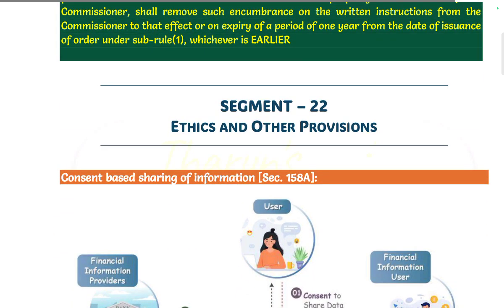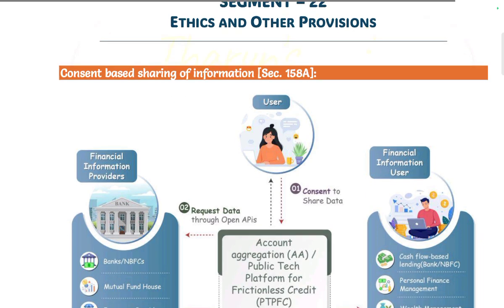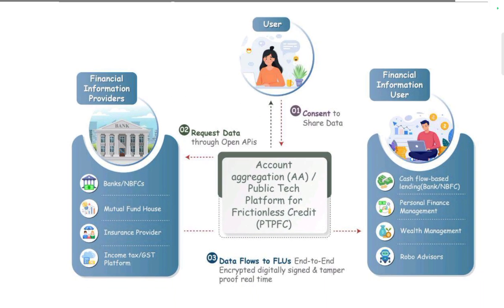Segment 22, ethics and other provisions. Concern based on the sharing of information, section 158. Financial information providers and users of financial information. Financial information providers: banks, NBFC, mutual fund houses, insurance providers, and income tax and GST departments.